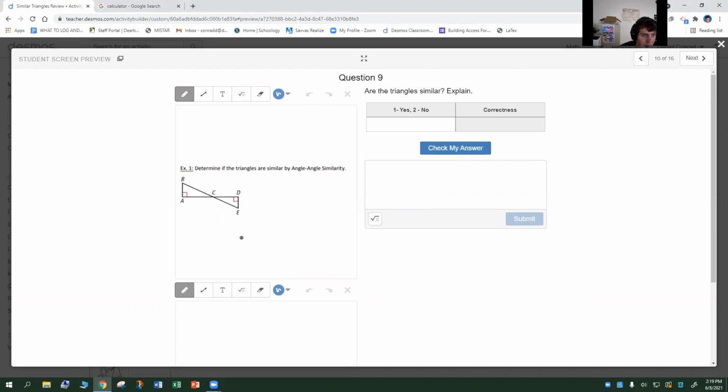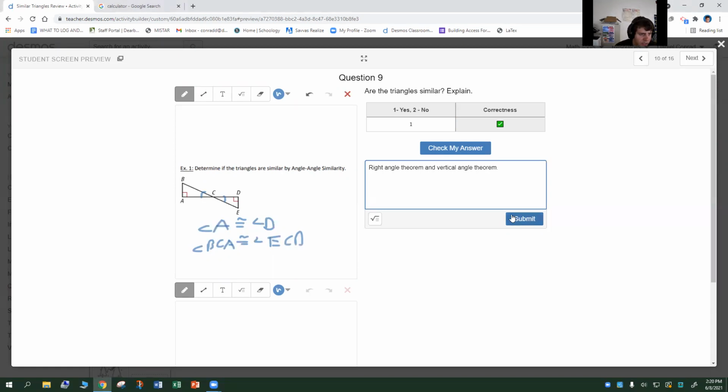Determine if the triangles are similar by angle, angle similarity. So we have angle A congruent to angle D. But we can also add vertical angles in there as well. Angle BCA is congruent to angle ECD. So we can say yes. The right angle theorem gives us angle A is congruent to angle D, and then the vertical angle theorem tells us angle BCA is congruent to angle ECD. That gives us two pairs of congruent angles between the triangles, so they have to be similar.